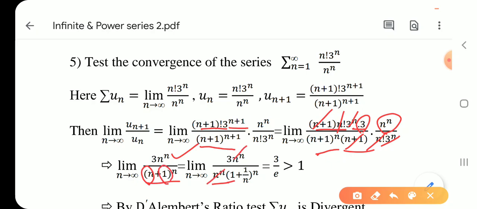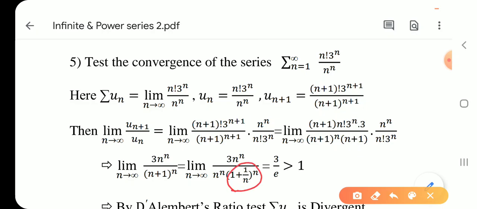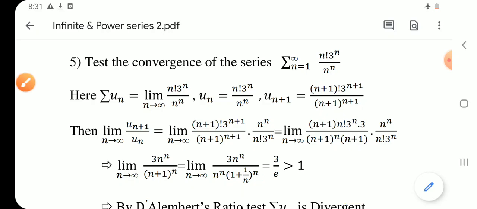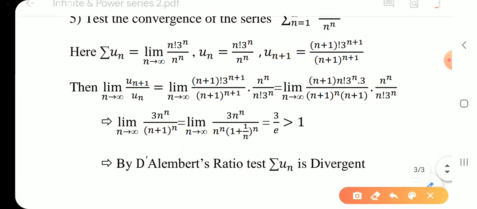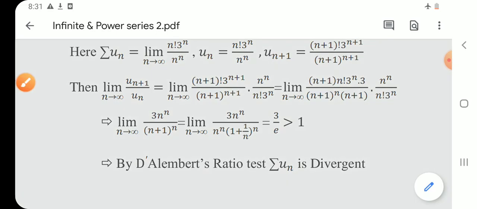N to the power n cancels, and we know limit of (1 plus 1 by n) to the power n as n tends to infinity is e. So 3 by e. If you check in your calculator, the value of 3 by e is greater than 1. And according to D'Alembert's ratio test, if the value is greater than 1, the series is divergent.